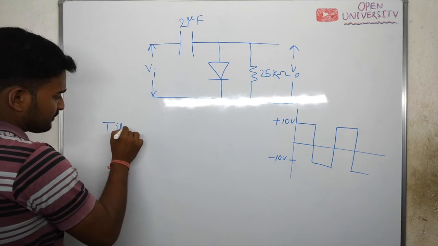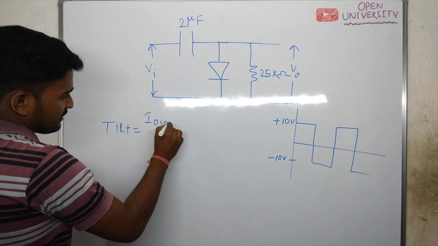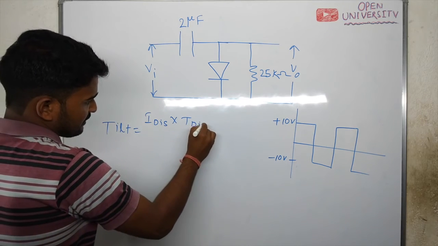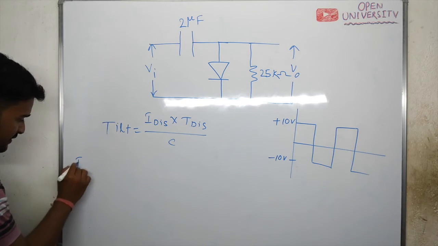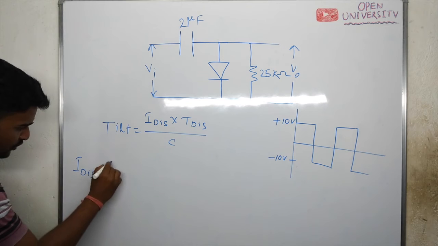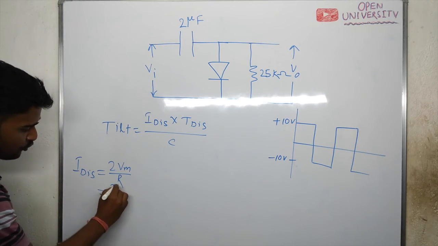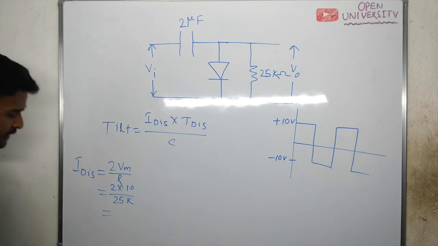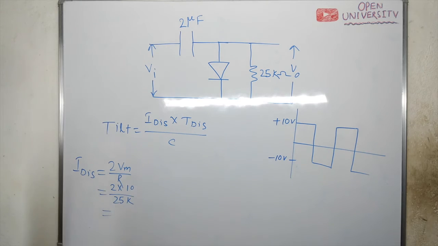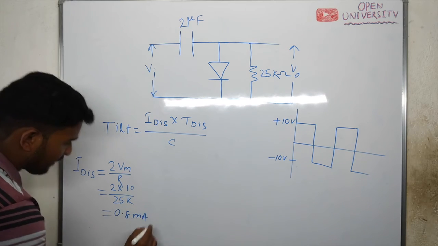What is the tilt formula? Tilt formula is I discharge into T discharge divided by C. How to get I discharge? I discharge equals 2 Vm by R. What is 2 Vm by R? 2 into 10 by the resistance value 25 kilo ohm. Then this value will be 0.8 milliampere.